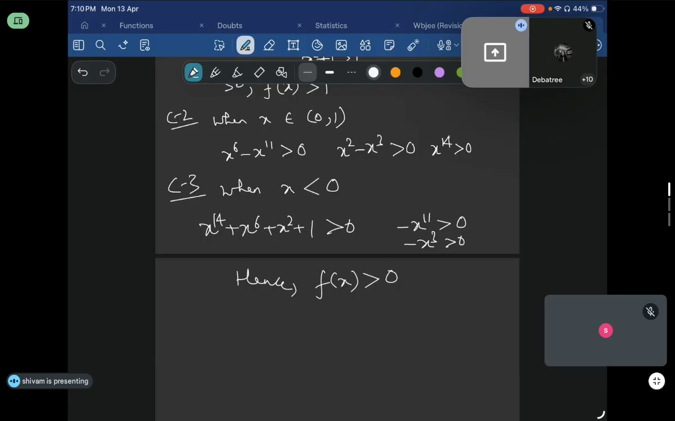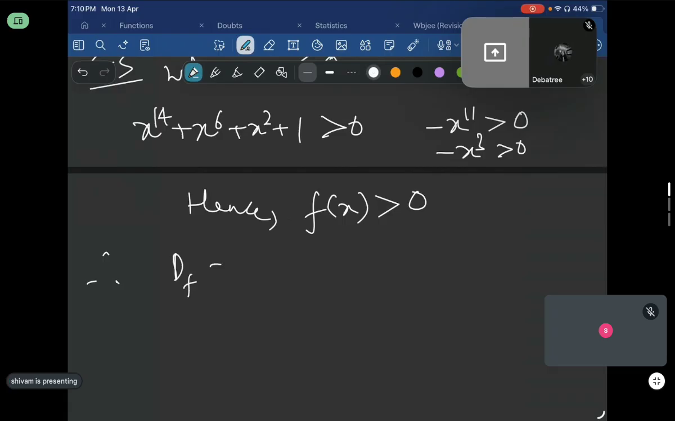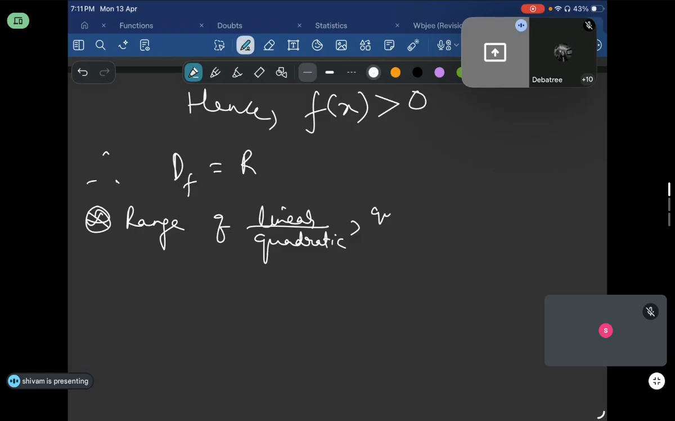So that means whether you take x less than 0, lying between 0 and 1, or greater than 1, f of x is anyways greater than 0. Therefore, the whole domain of the function will be all real numbers. Anyone having any doubt, you can ask me. Next, everyone, range of linear by quadratic, quadratic by quadratic.